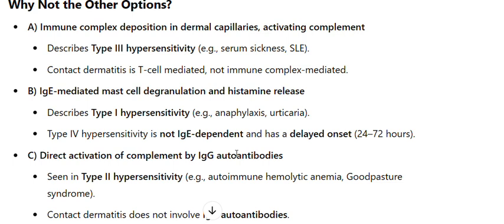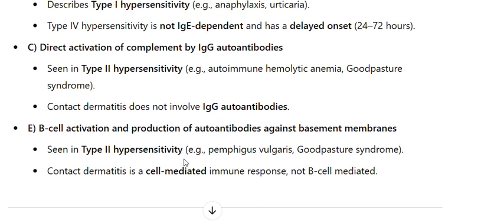C. Direct activation of complement by IgG autoantibodies is seen in type 2 hypersensitivity, e.g. autoimmune hemolytic anemia, Goodpasture syndrome. Contact dermatitis does not involve IgG autoantibodies. E. B cell activation and production of autoantibodies against basement membranes is seen in type 2 hypersensitivity, e.g. pemphigus vulgaris, Goodpasture syndrome. Contact dermatitis is a cell-mediated immune response, not B cell-mediated.